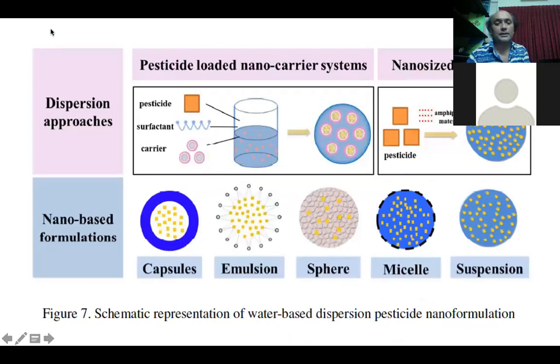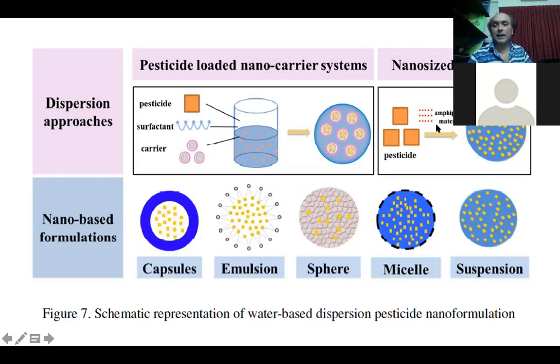Let me show you some more information. Dispersion process, pesticide loaded nano carrier system. For example, this is the pesticide molecule. This is surfactant. So when you make a formulation, you do not use only the pesticide molecule, the toxic substances. You use the surfactant, you use the carrier substances, and then make the formulation. Finally, you can get this type of formulation. Even in normal pesticide, during making the commercial product, lots of other adjuvants and surfactants are added.